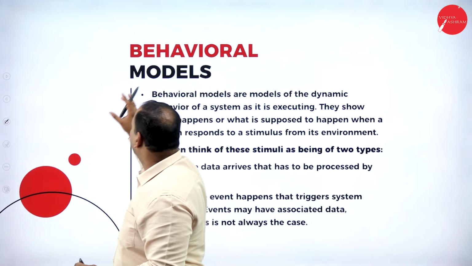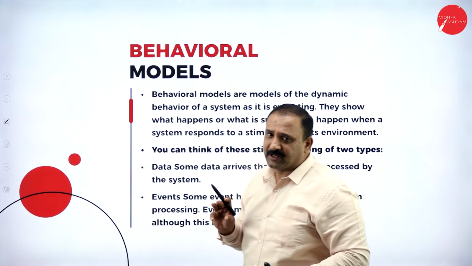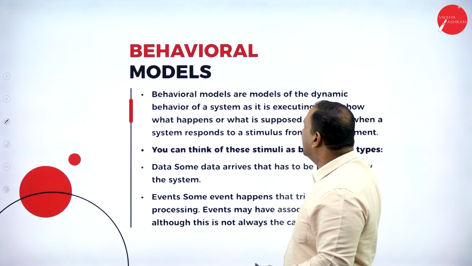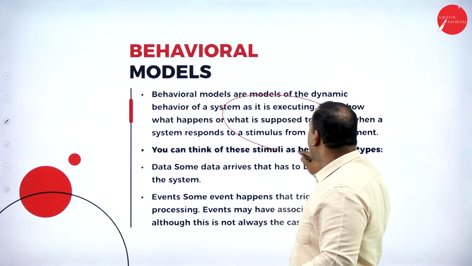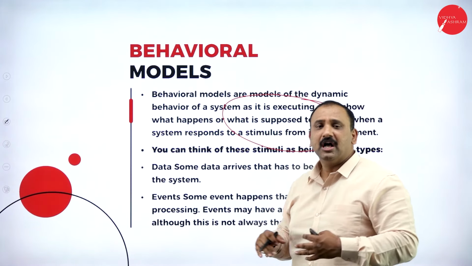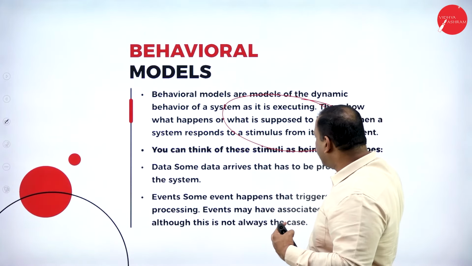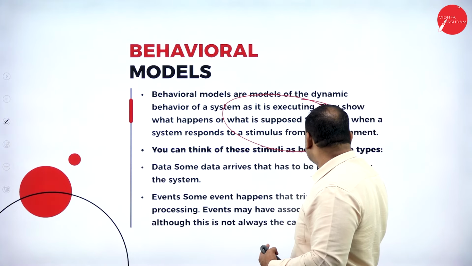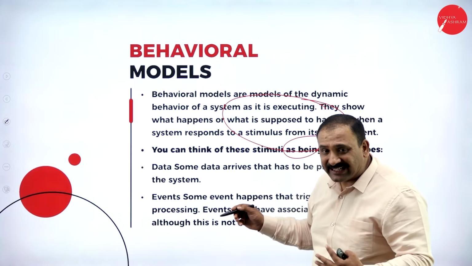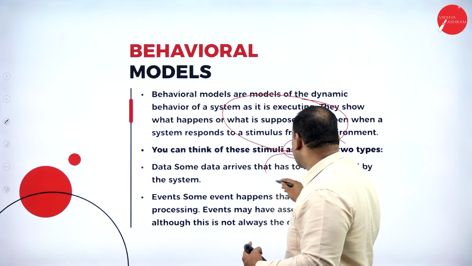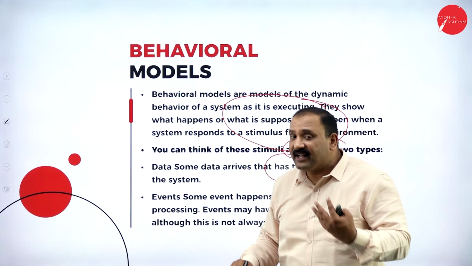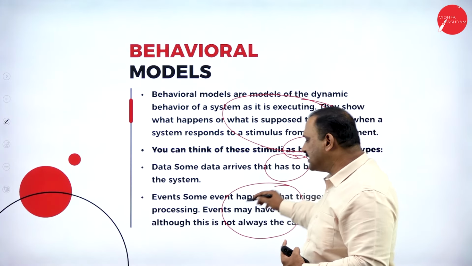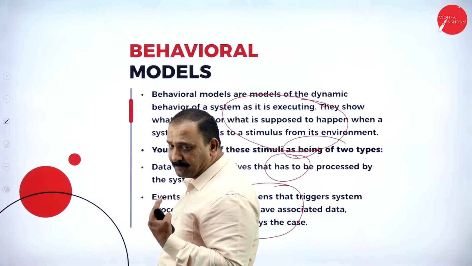Now, moving forward, we also talk about the behavioral models, as we were discussing. This talks about the behavior of the system as it is executing, how it happens, what is supposed to happen, and how the system responds. You can also think of these as stimuli of two types. Data arrives that has to be processed by the system. There are also events that happen that trigger the processing. So events are also associated here.